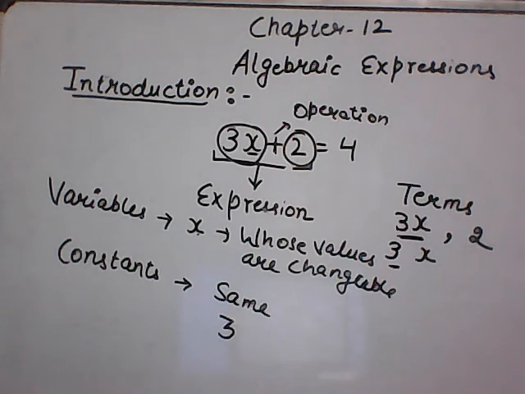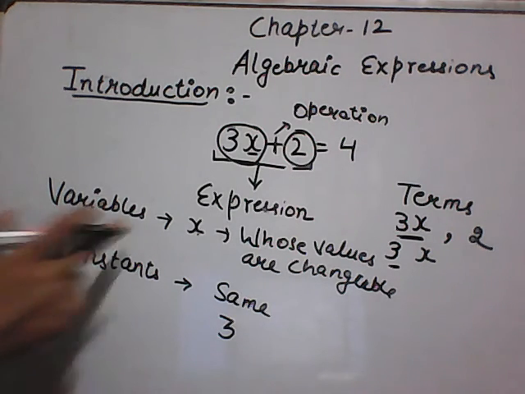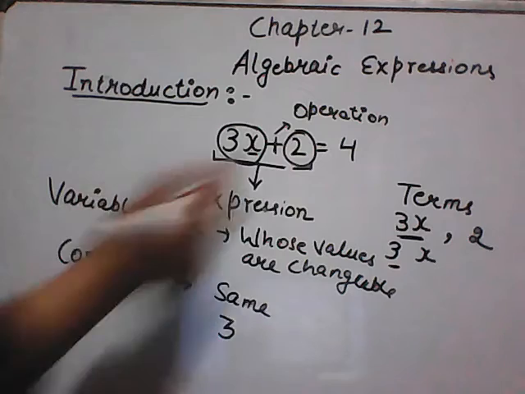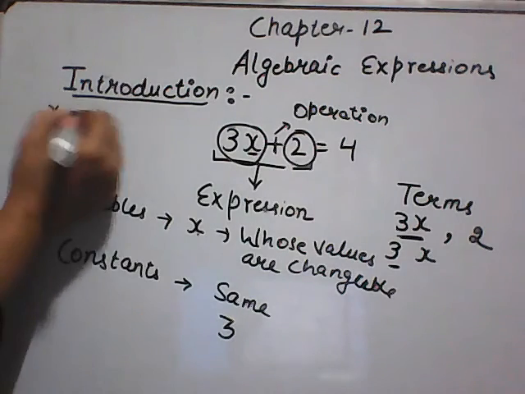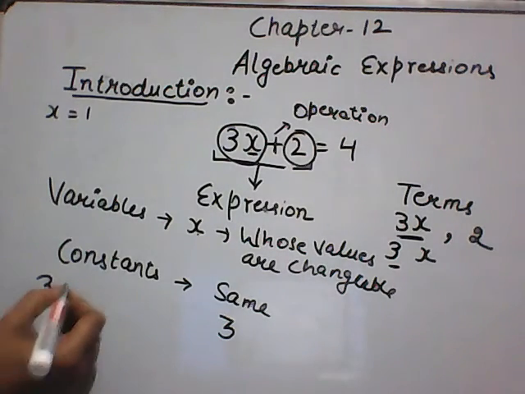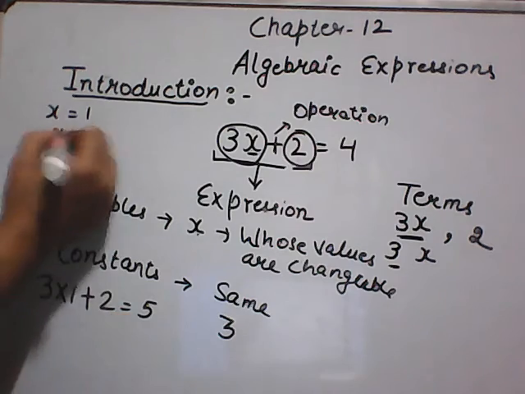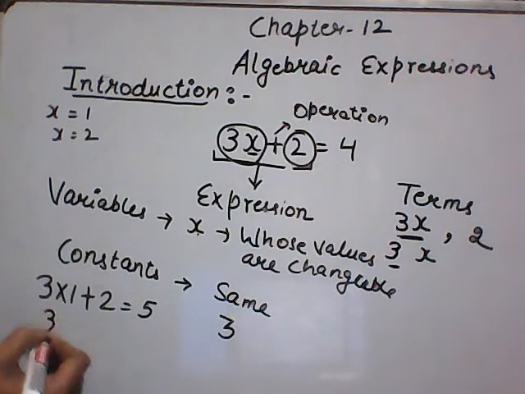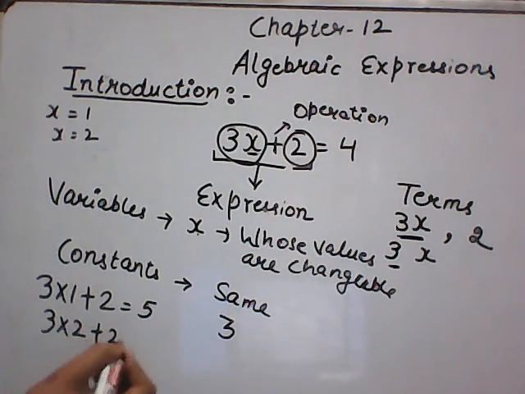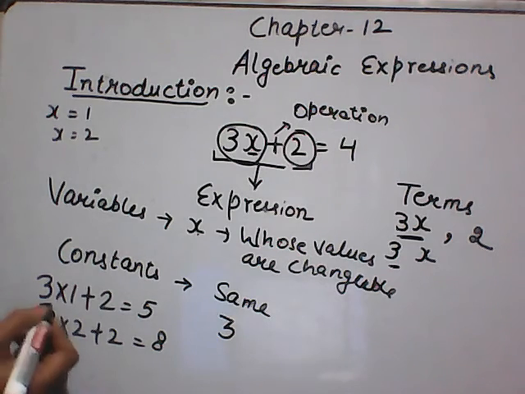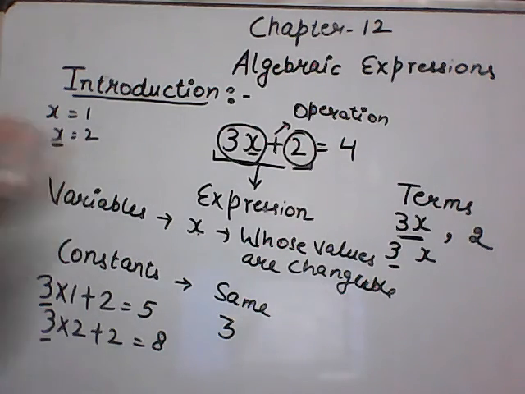So an expression is a combination of variables, whose value can change. Suppose x is equal to 1, then the value of this expression will be 3 into 1 plus 2, that means 5. If x is equal to 2, then the value will be 3 into 2 plus 2, that means 6 plus 2 is 8. As x changes, the value of the expression changes, but 3 remains the same. So 3 is the constant, x is a variable and plus is an operation.